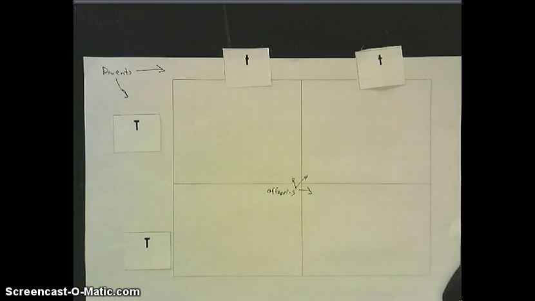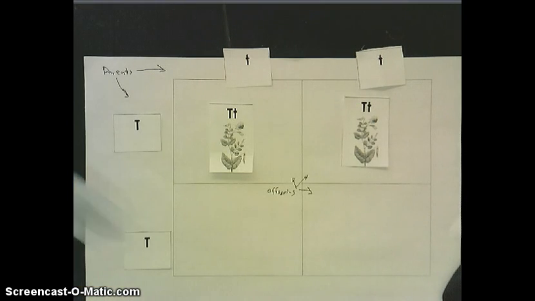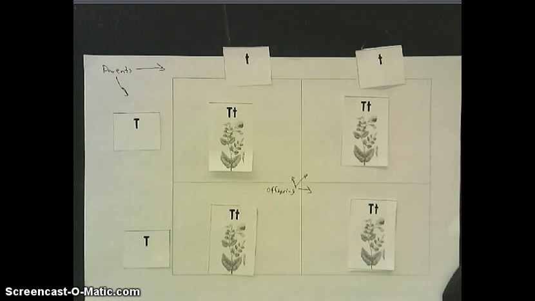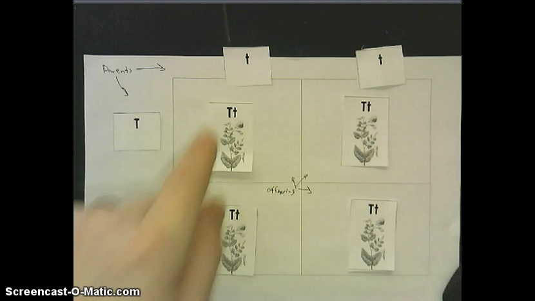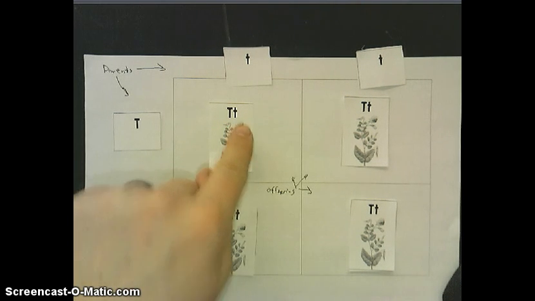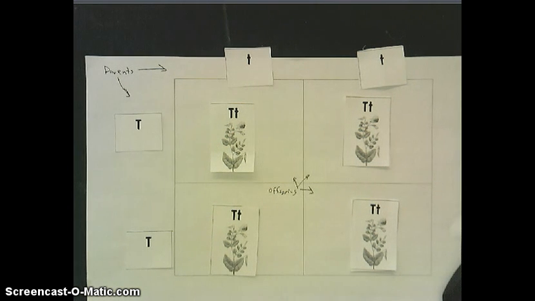So the end result is that all of the offspring were capital T, lowercase t, meaning they were all tall. So in this case, 100% of the offspring were tall. All of the offspring had one capital T allele and one lowercase t allele. That means they were all heterozygous. They had one version of each gene.